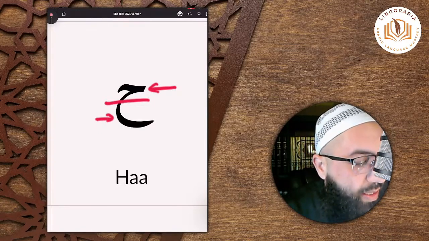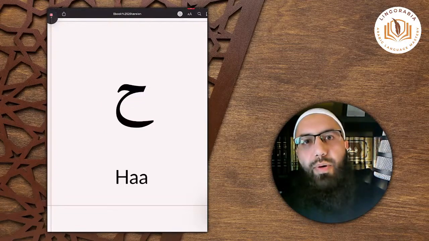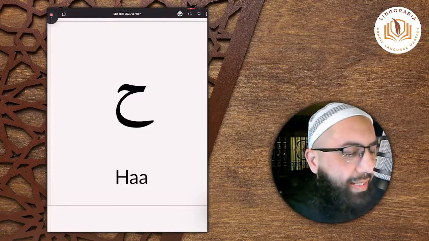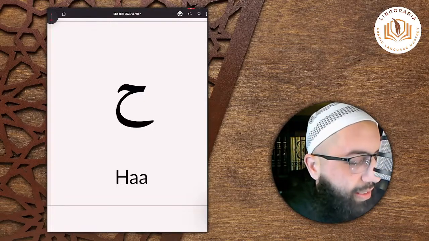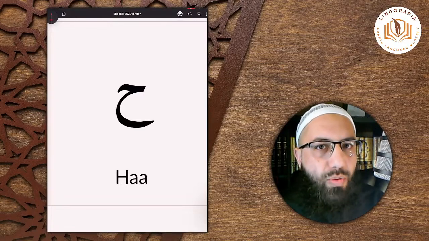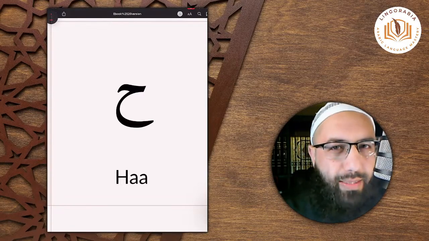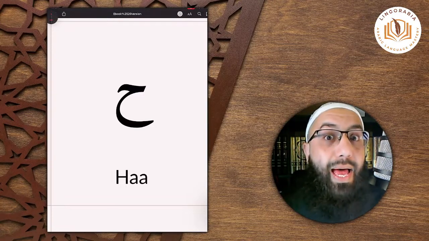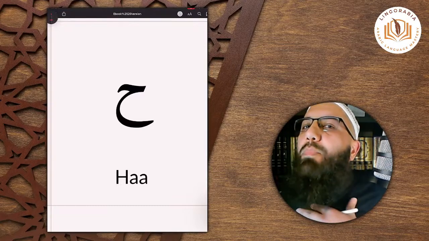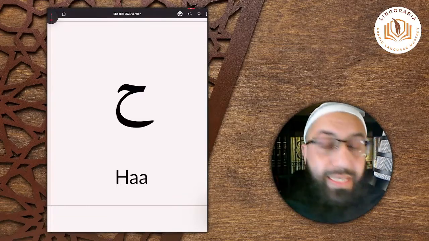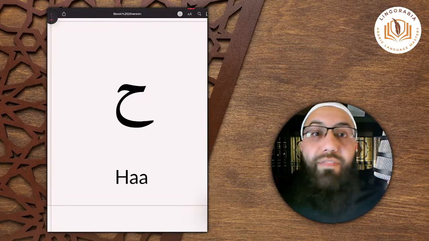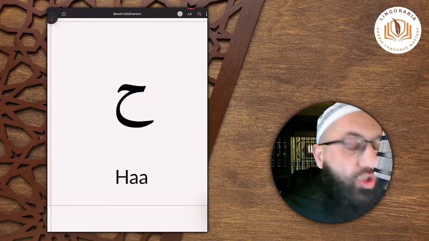Okay, brothers and sisters, this is about the shape. Now we talk about the pronunciation of the letter Ha. It is not similar to the H in English, like when we say house. The H in house comes from the bottom part of the throat. This letter, the Ha, comes from the middle part of the throat, on the level of the Adam's apple.